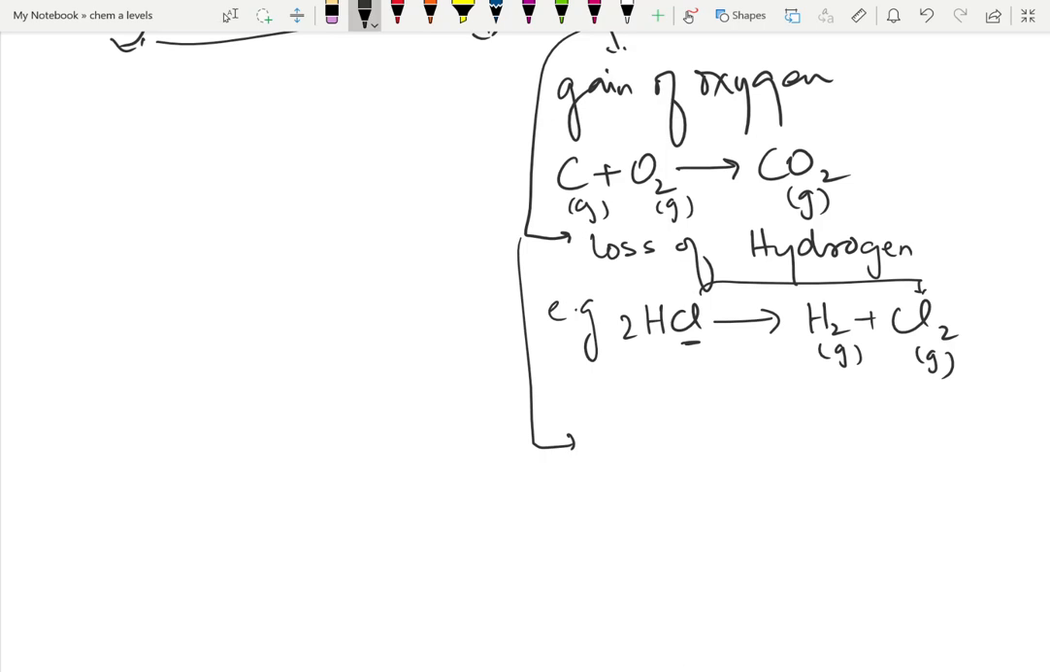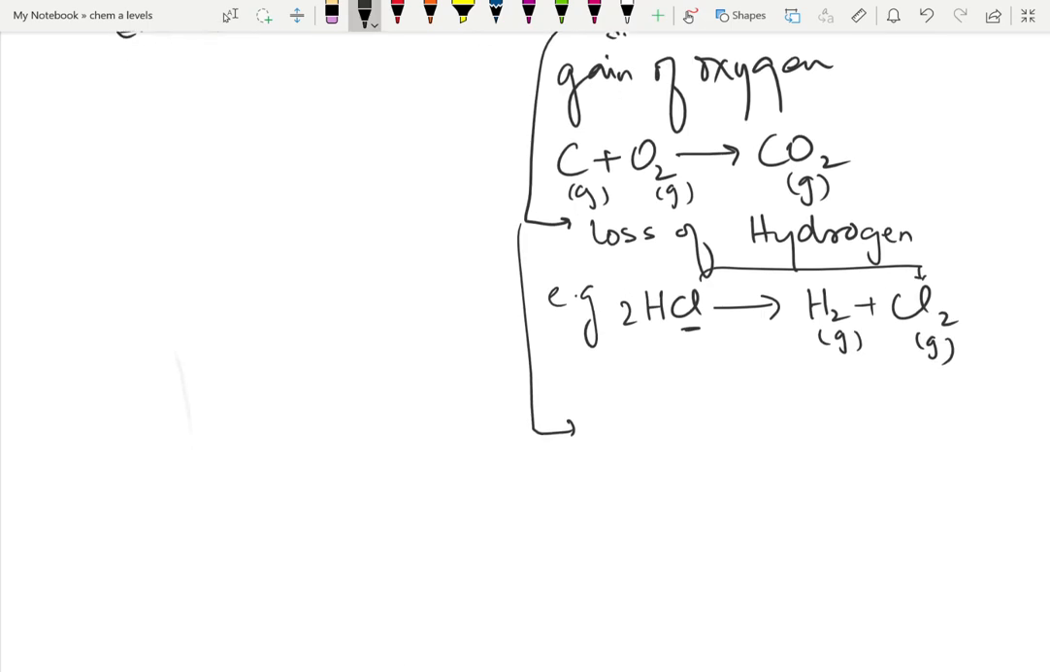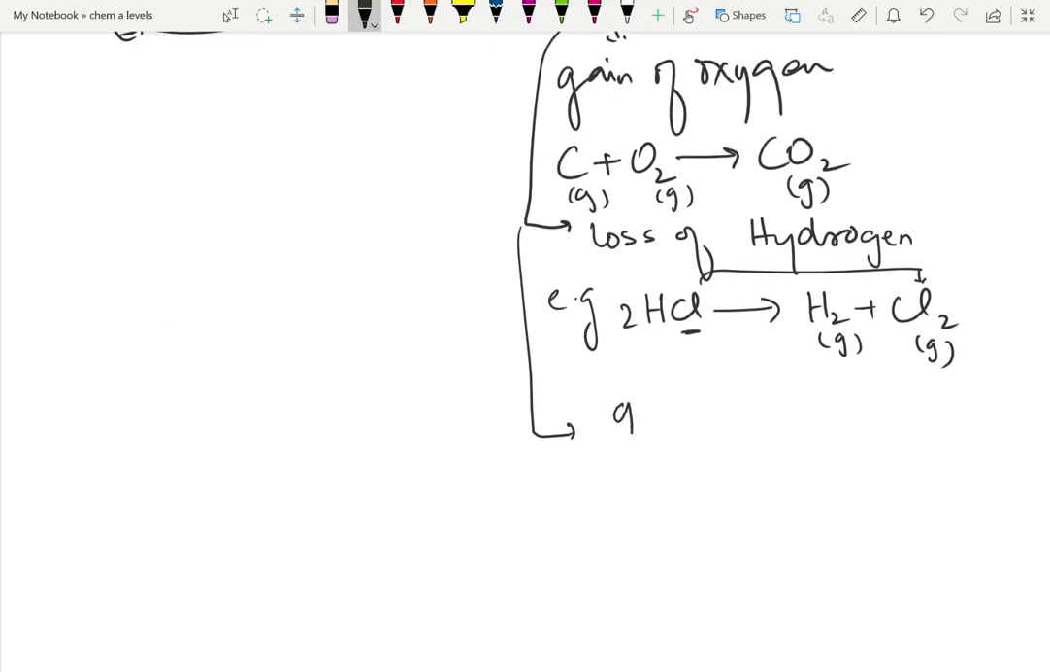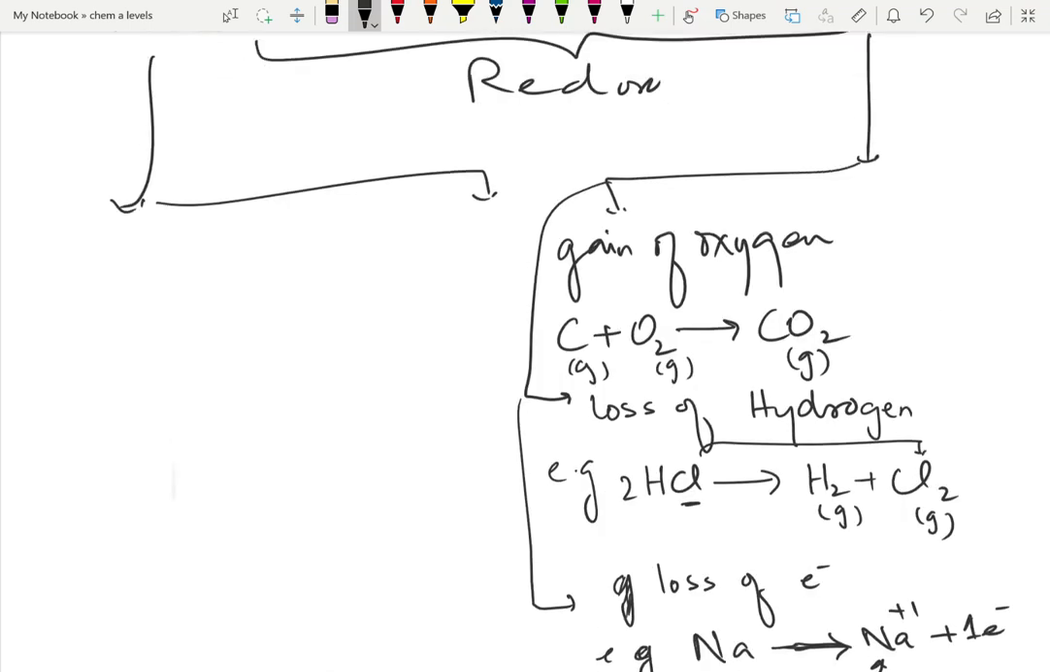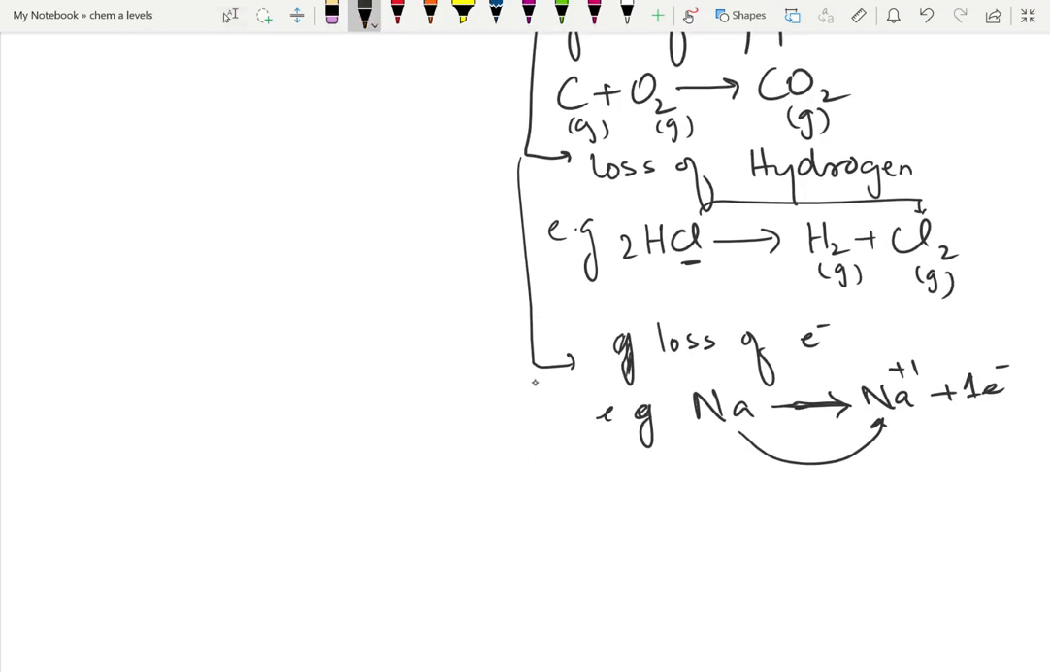Then we can also define oxidation in terms of loss of electrons. For example, there is sodium that loses an electron and forms sodium plus 1, and 1 electron is lost. This loss of electron is called oxidation.